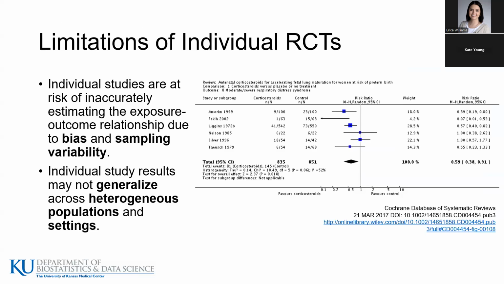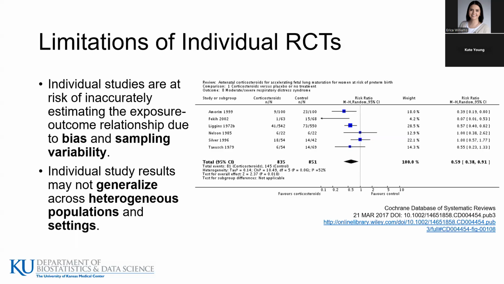Individual studies are always at risk of inaccurately estimating exposure versus outcome relationships because of bias and sampling variability. Like we talked about before, bias can result in a systemic distortion of the relationship, and then sampling variability can mask the signal and the noise. In addition, individual studies may not generalize across different populations and settings. So that's why we need to conduct multiple randomized controlled trials.